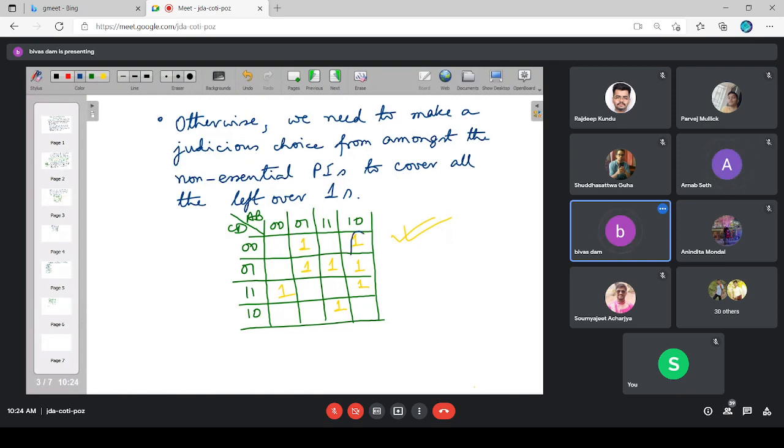Fine, so this is one possibility. This is one possibility. This is one possibility. This is one possibility. This is one possibility. Is there any other possibility of forming a pair? Yes, sir, 1011. Okay, so all possible pair formations are done.